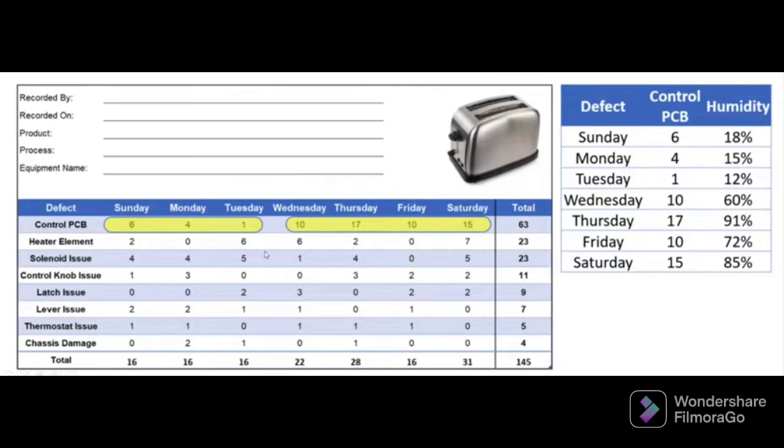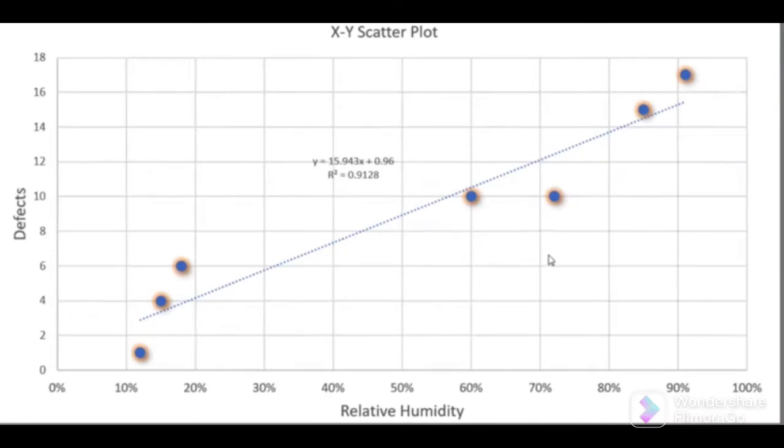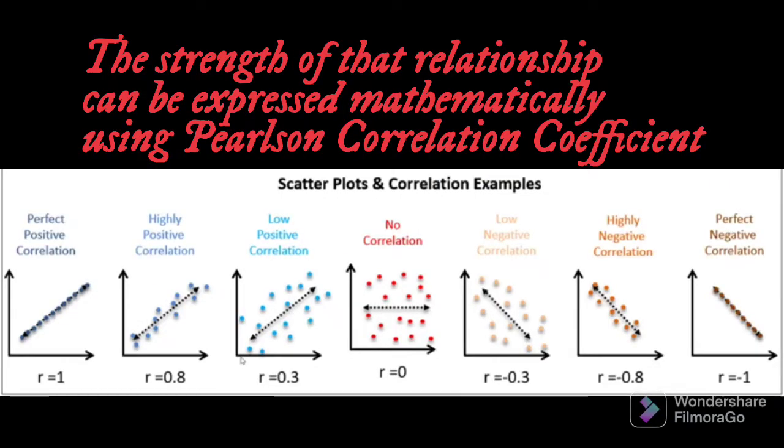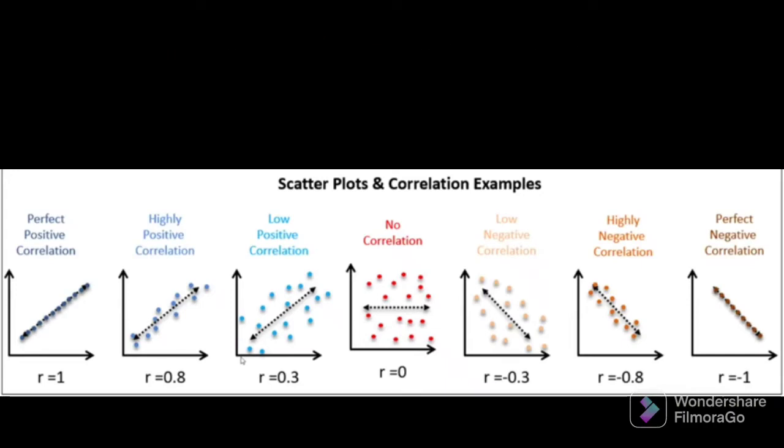So we have to know the relationship between these two variables. So we have to create a scatter diagram. Here it shows some relationship between the defects and humidity. These values are plotted along the two axes in the graph. These resulting points will show the correlation. Once you've done the scatter diagram, you have to find the correlation coefficient. The strength of that relationship can be expressed mathematically using a percent correlation coefficient. Here are some examples of correlation coefficient.